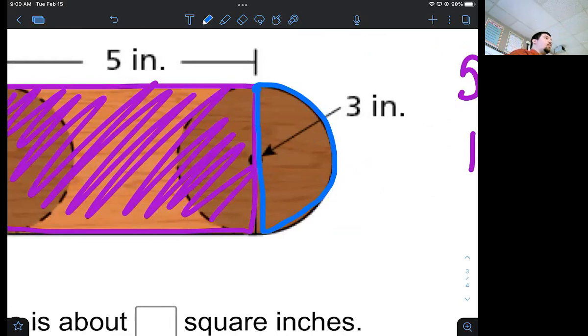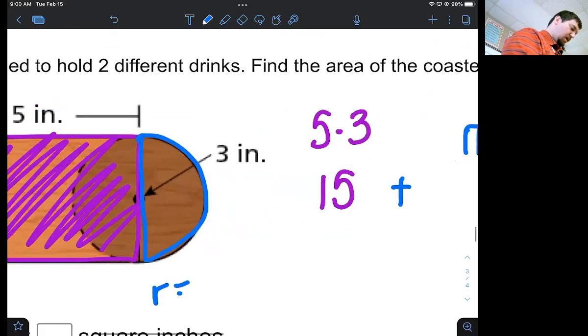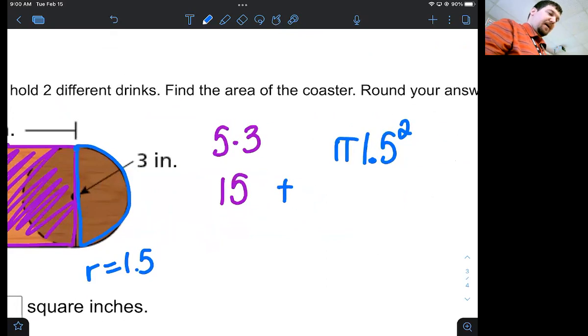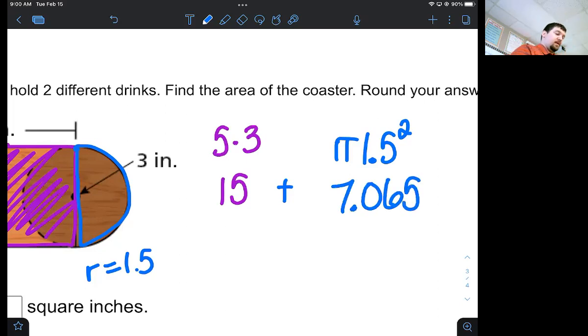What is it? 1.5. It's half of 3. That's right. So our radius is going to be 1.5. And that's the number we're going to square. And remember, we have to square the radius before we times by pi. Now, 1.5 squared, 2.25. Then we're going to times that by 3.14. And I get 7.065. Again, I'm using 3.14, not the pi button. If you use the pi button, you get something slightly bigger, probably rounds to 7.07, which is actually what this is going to round to.